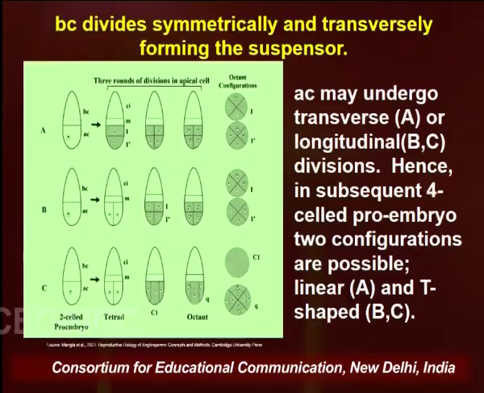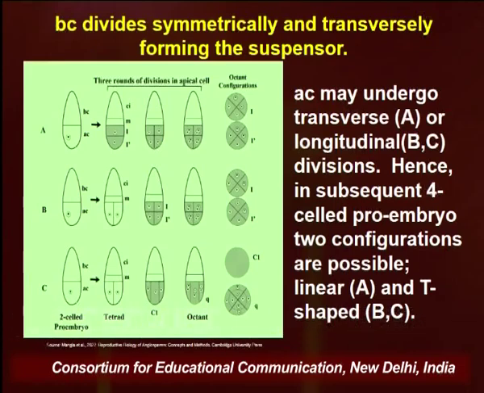The basal cell divides asymmetrically and transversely, forming the suspensor. So, you have to remember that the basal cell is primarily only forming the suspensor. In rare cases, it may give rise to root or root-like structures, but otherwise it will be forming the suspensor only. The apical cell can undergo transverse or longitudinal divisions.